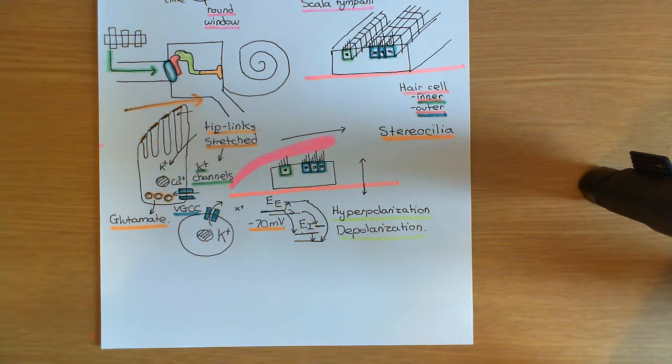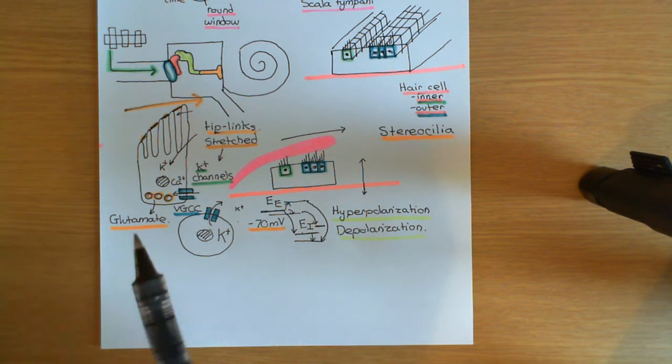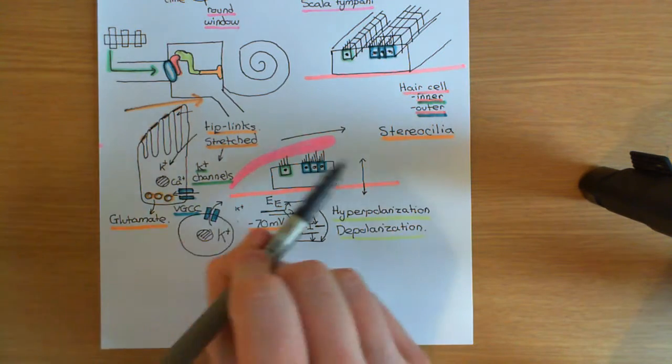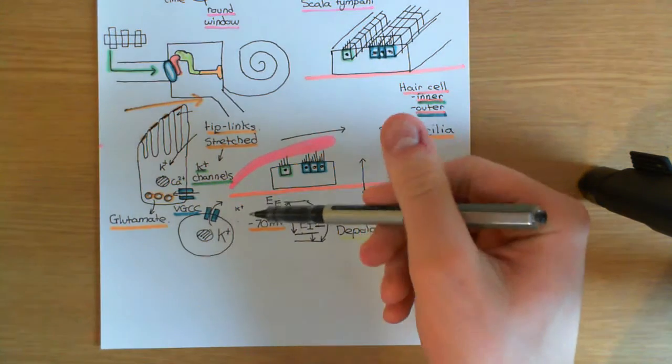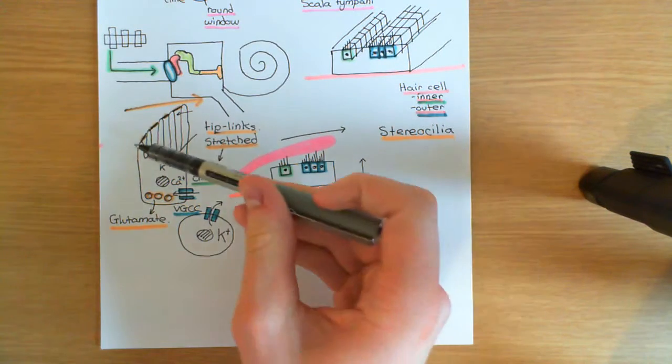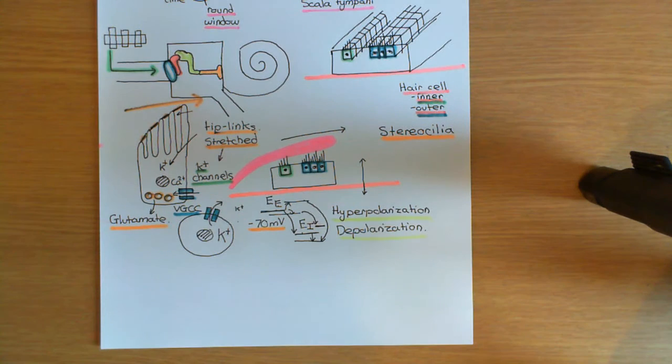So the overall message here is that the inner hair cells and the outer hair cells are going to start releasing glutamate in response to having their stereocilia bent in this way by being brushed up against the tectorial membrane when the basilar membrane moves upwards. So when the cochlear duct oscillates, these are going to start releasing glutamate.